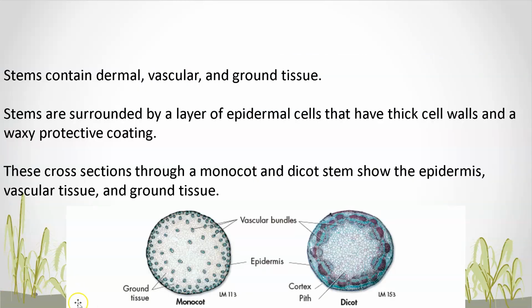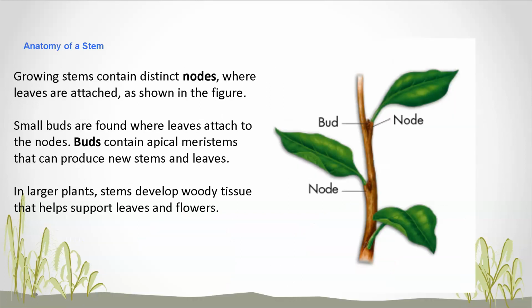But stems contain dermal, ground, and vascular, all three types of tissues. And they, of course, are supported. There's a difference between monocots and dicots, different types of plants. In monocots, ground tissue and vascular bundles are arranged sporadically, but in a dicot the vascular bundles are in a circle. That's a very easy way to understand the difference between a monocot and a dicot.